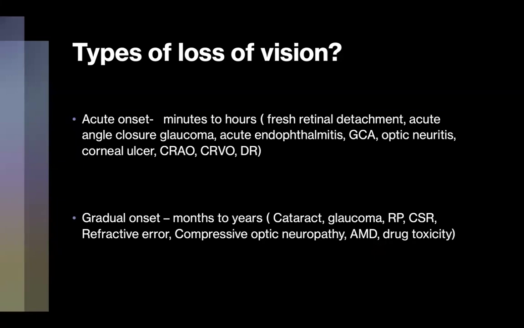Compressive optic neuropathy following optic nerve glioma or meningioma is usually gradual. AMD is age-related macular degeneration. It's usually gradual, but rarely it can cause acute loss of vision following a hemorrhage near the fovea as a complication of macular degeneration. Drug toxicity is again usually gradual, but for example, methanol poisoning can be acute.